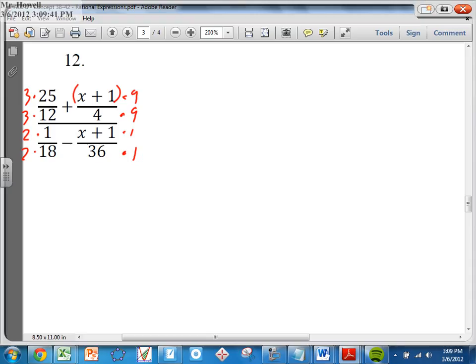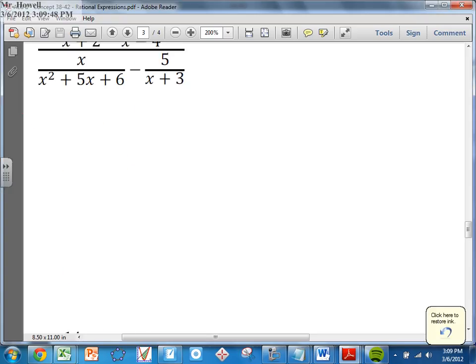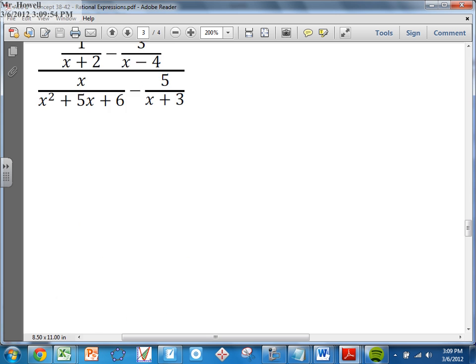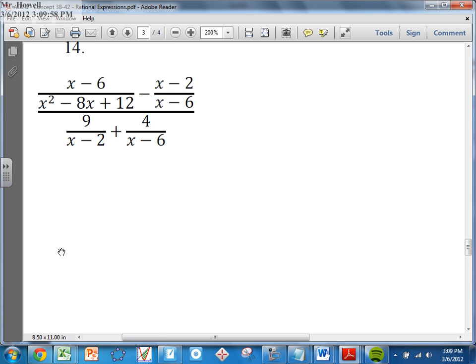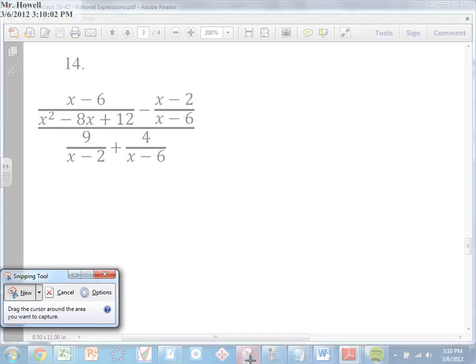I'm going to do either number 13 or 14. You can continue that on your own. Out of 13 and 14, it does not matter which one you choose. It's the same difficulty level. Which one would you like to do? 14. 14? All right, let's do 14 together. We're going to need a lot of room for this, so I'm going to open the Smart Notebook.